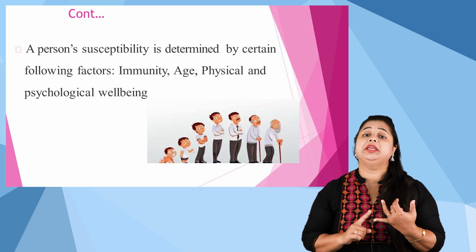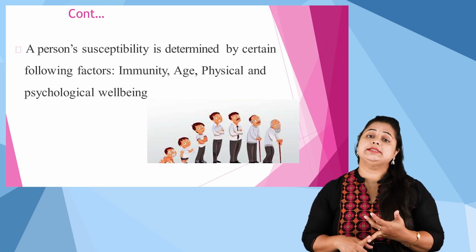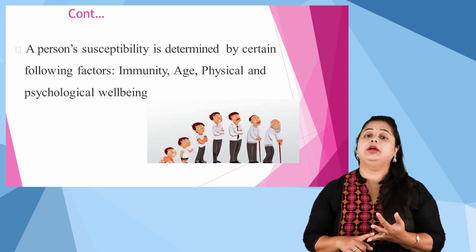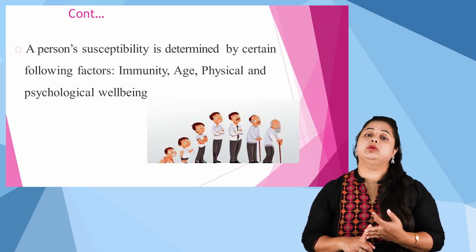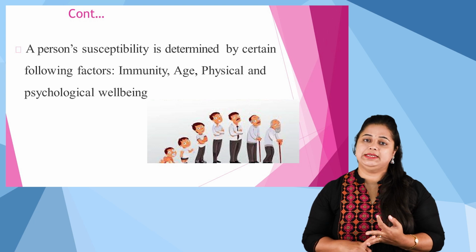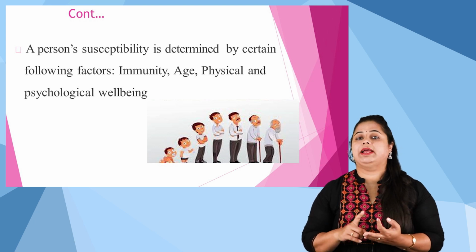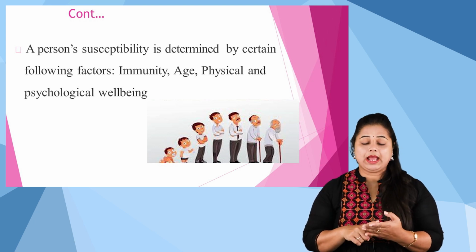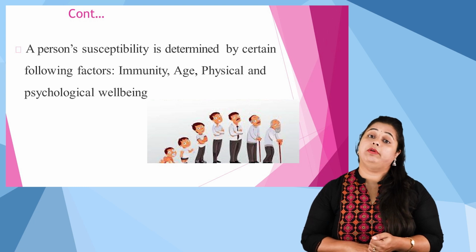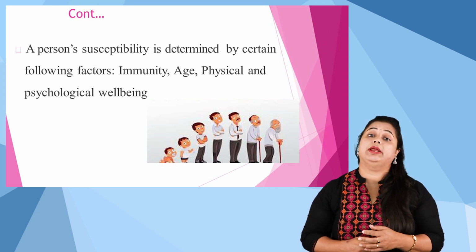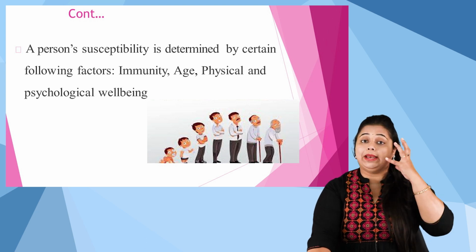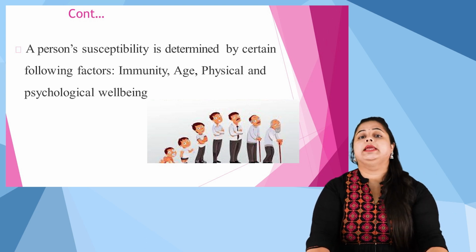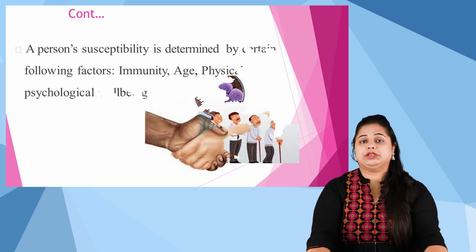One I told, the immunity. Another is age, as from childhood it is not developed, or in old age it is weak. Physically and psychologically, those who have any problems, physical disorders, as I said, AIDS and HIV, as well as their psychological well-being, can also make them get infectious disease. If the person is not well psychologically, he is also prone to get infection.